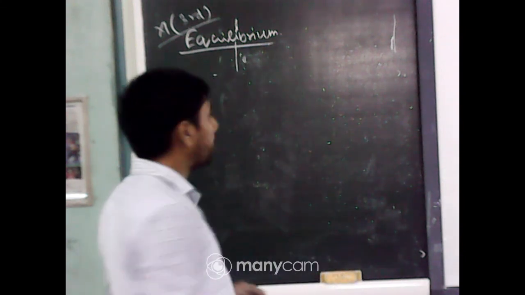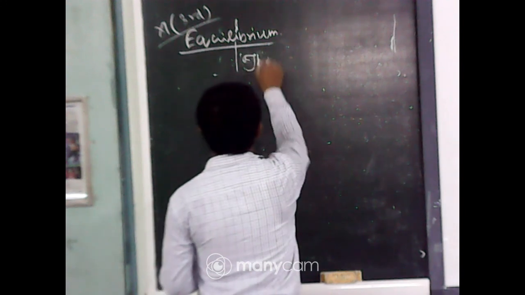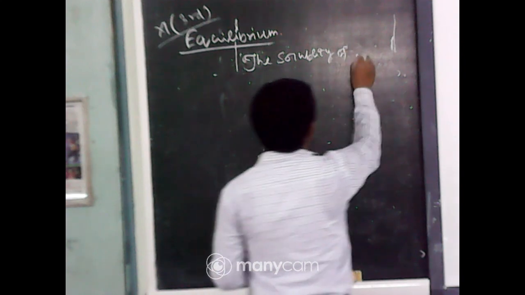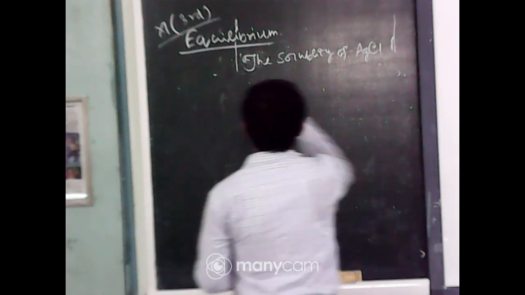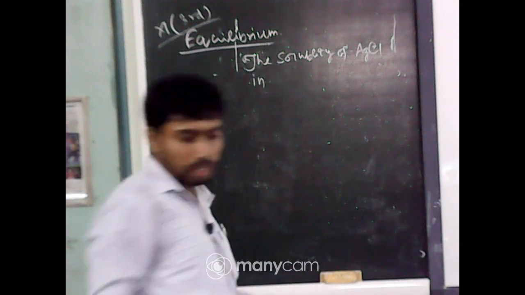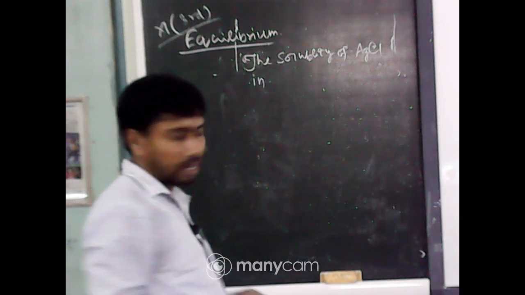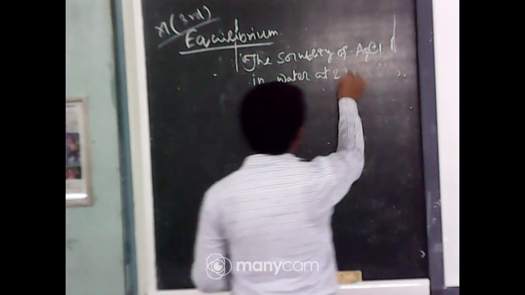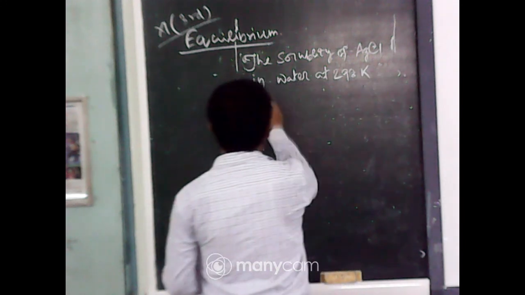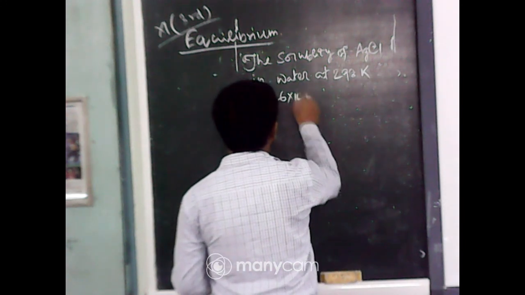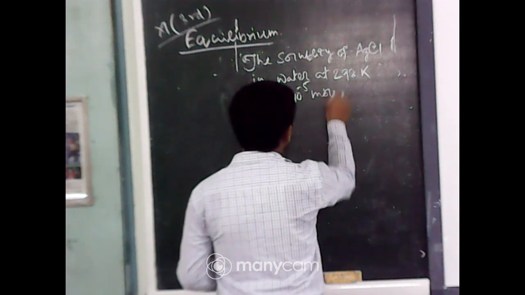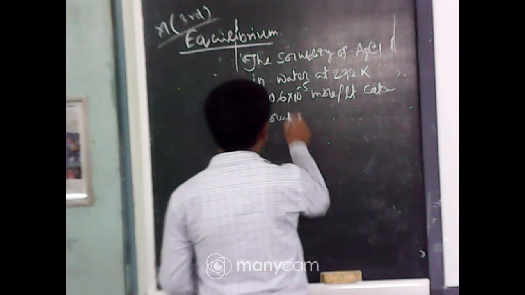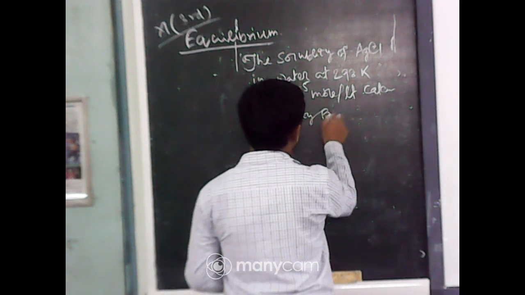The solubility of AgCl in water at 298 K is equal to 1.06 into 10 to the power minus 5 mole per liter. Calculate the solubility product.